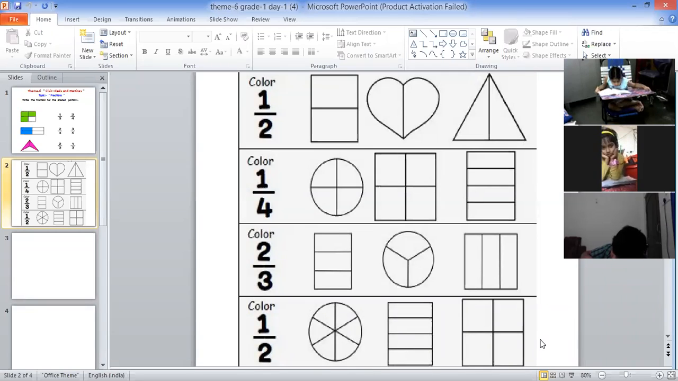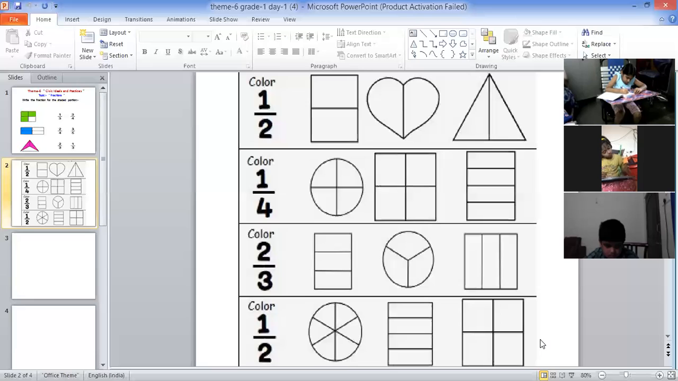Then you will note down the next fraction, that is 1 by 4. And beside that fraction, you will draw the next 3 shapes. Then you will write the next fraction, that is 2 by 3, and draw the next 3 shapes beside that fraction. Similarly, you will do the last one.